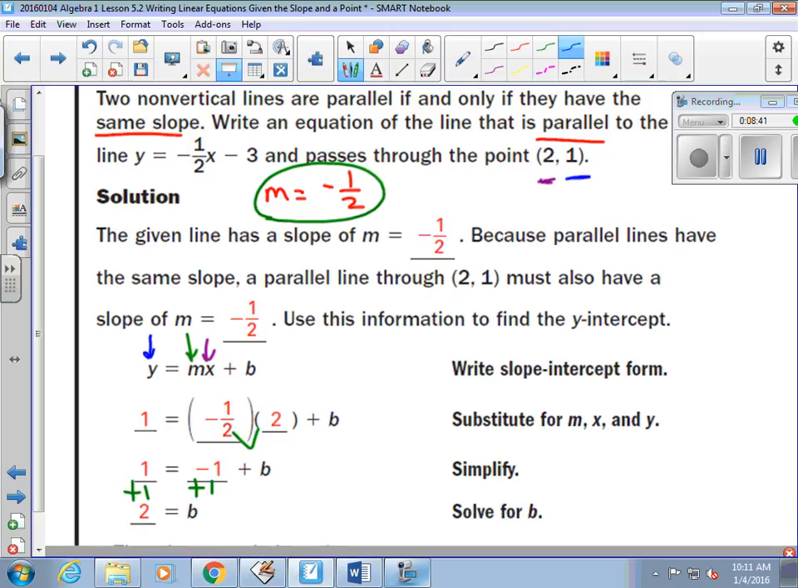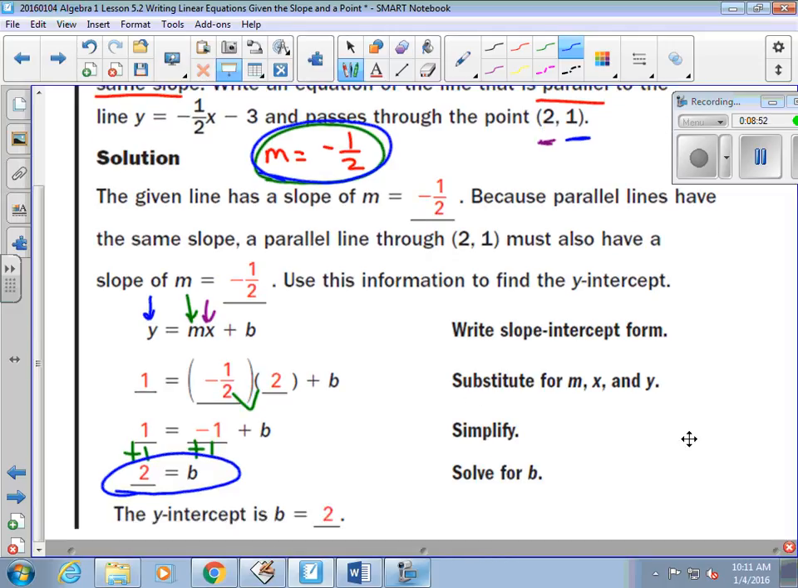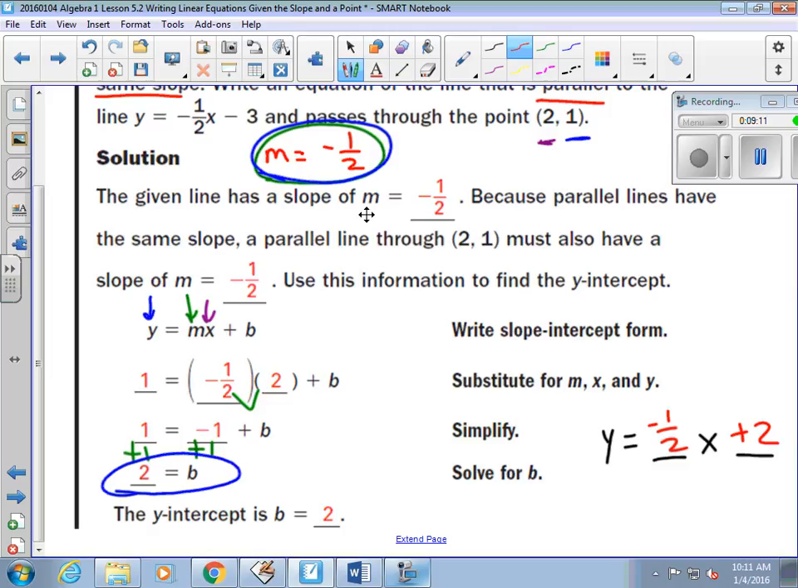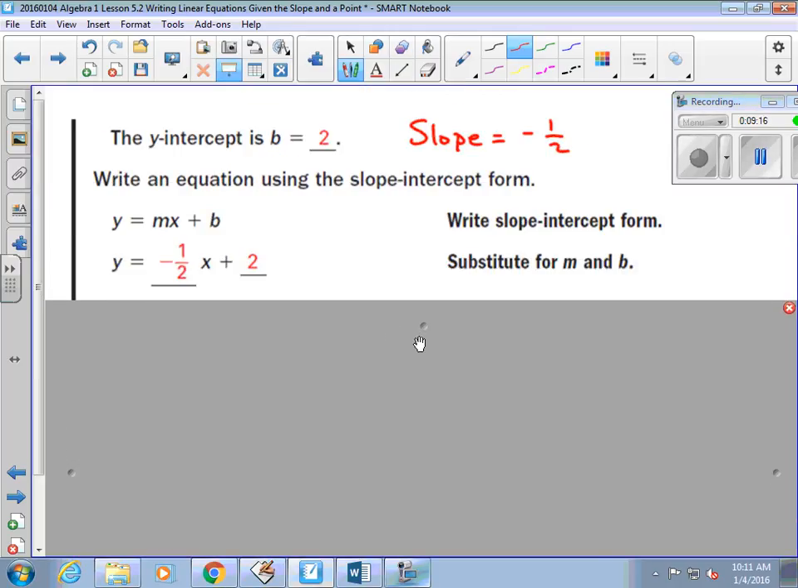Now you have b's value of 2, and we had the slope value originally, -1/2. You can write your equation, y equals mx plus b. M is -1/2 x, and plus b is positive 2 would be the equation. Y equals -1/2 x plus 2. I'll just continue it on the next page.